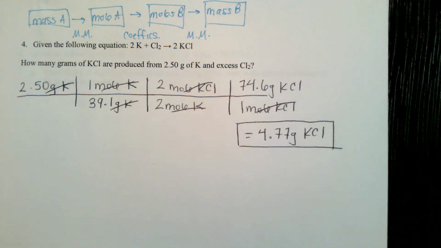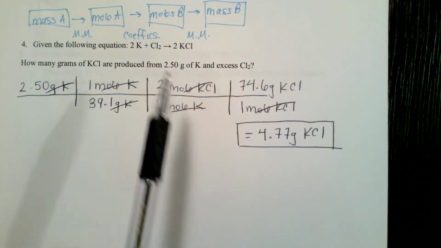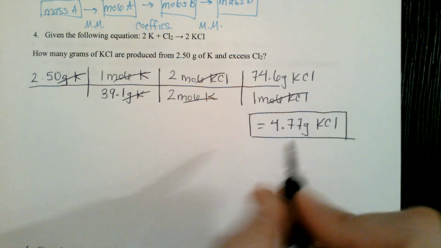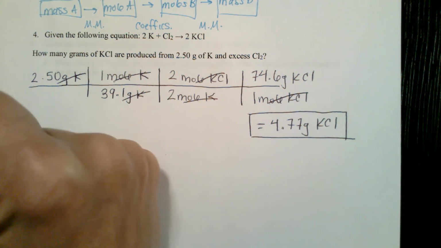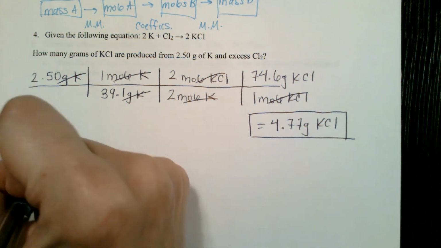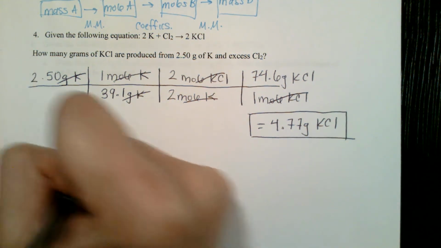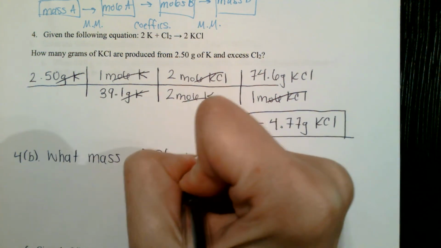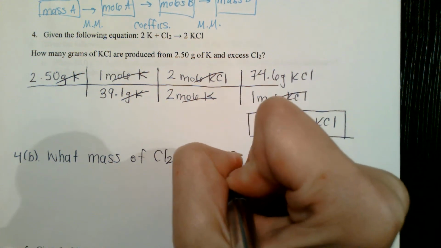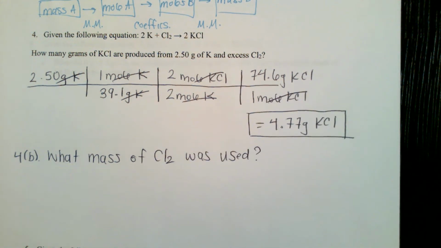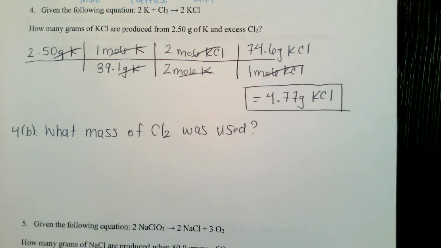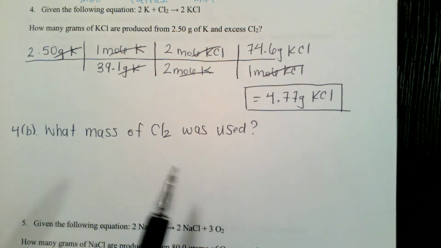Okay, so I'm going to do kind of a sub part of this because I do want to talk about what's happening here. So we'll call it 4B. So 4B, I'm interested to know what mass of Cl2 was used in this process. Okay, so what mass of Cl2?